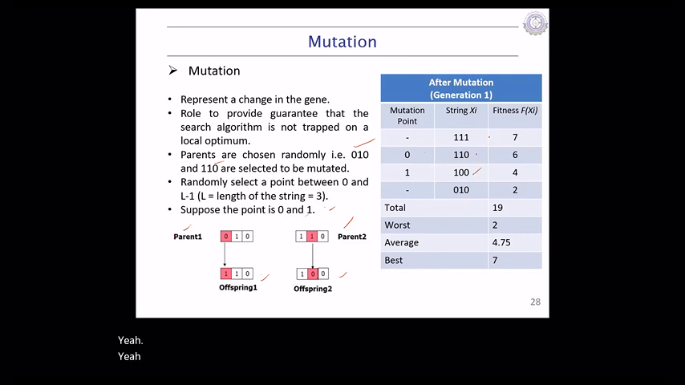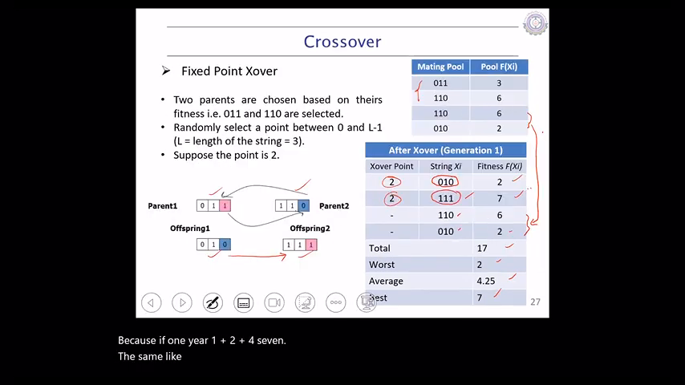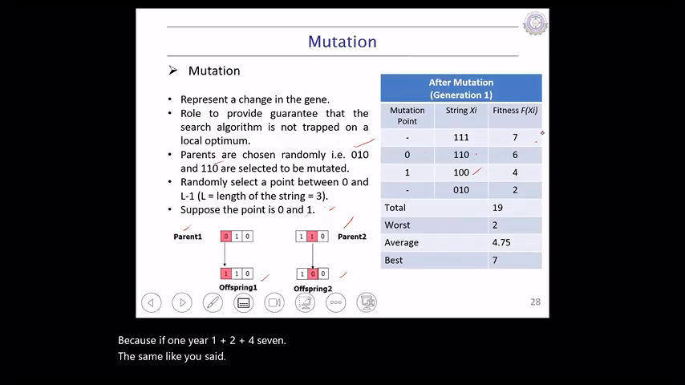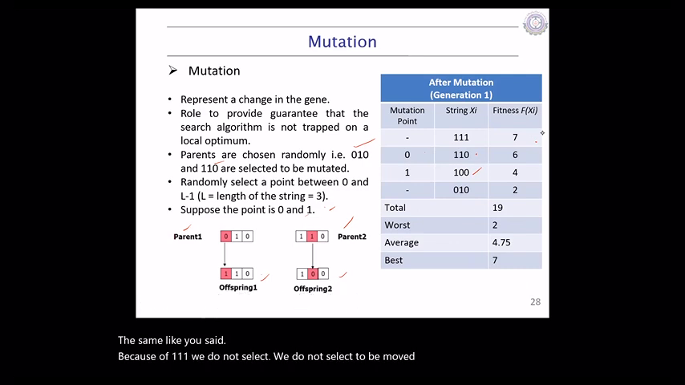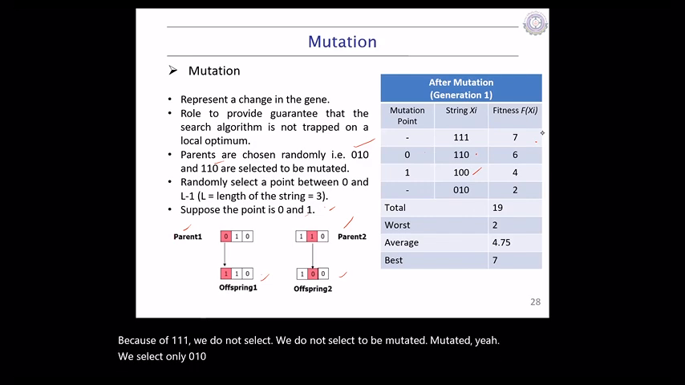And then again we count the fitness value of the string by using the decimal. So then we get 7, 1 plus 2 plus 4, 7. Actually the same as before, 7, because 1, 1, 1 we do not select to be mutated. We select only 0, 1, 0 and 1, 1, 0.